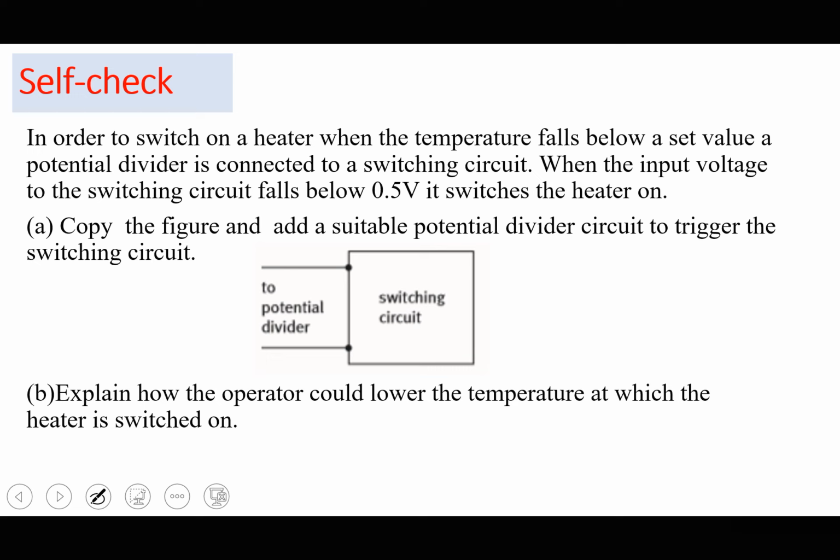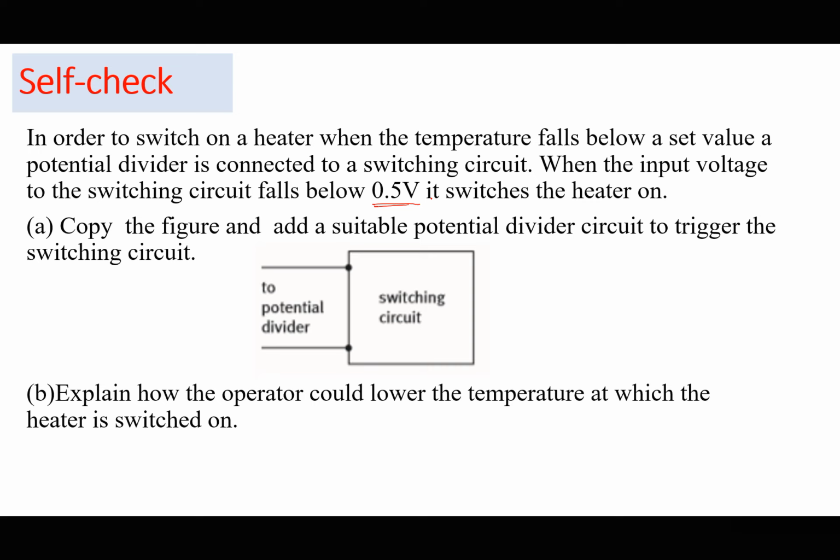Self-check. In order to switch on a heater when the temperature falls below a set value, a potential divider is connected to a switching circuit. When the input voltage to the switching circuit falls below 0.5 volts, it switches the heater on. Copy the figure and add a suitable potential divider circuit to trigger the switching circuit. Okay, so I'll just add a potential divider here.